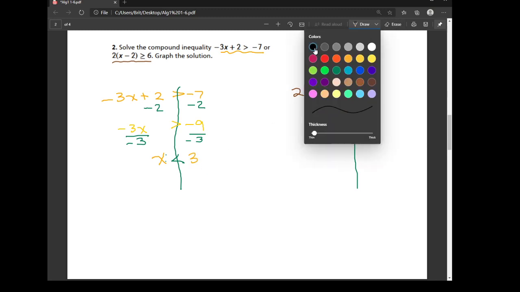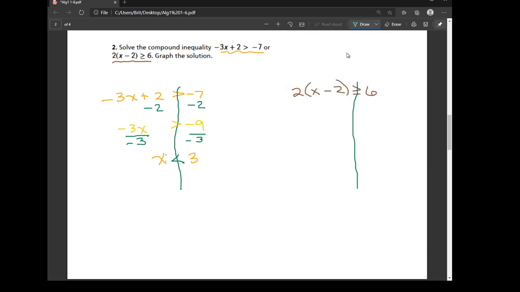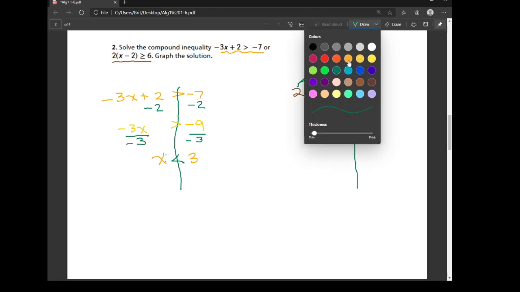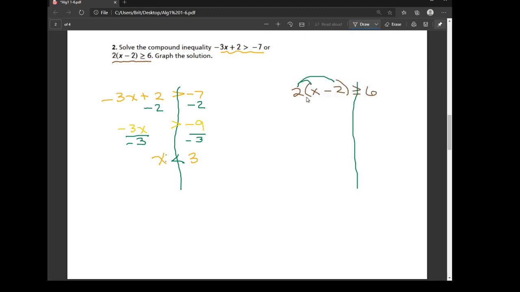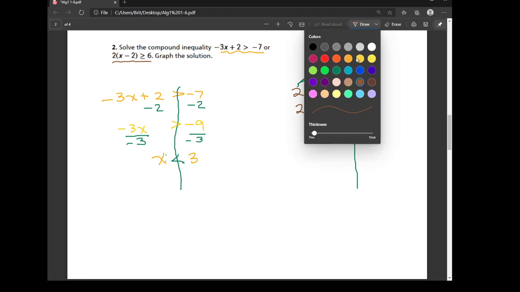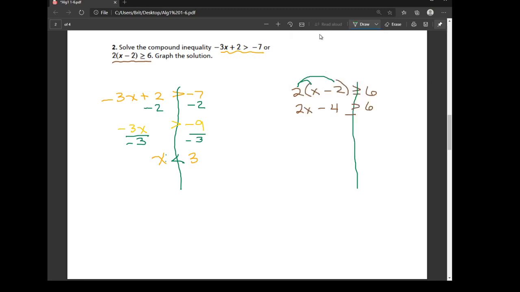Now if I go to the brown one, the brown one starts with a set of parentheses. So it's a little more complex, right? We want to get rid of the parentheses before we add or divide or anything like that. So I'm going to distribute the 2 to each value in those parentheses. So 2 times x is 2x, and 2 times -2 is -4. And then the process works just like the other examples.